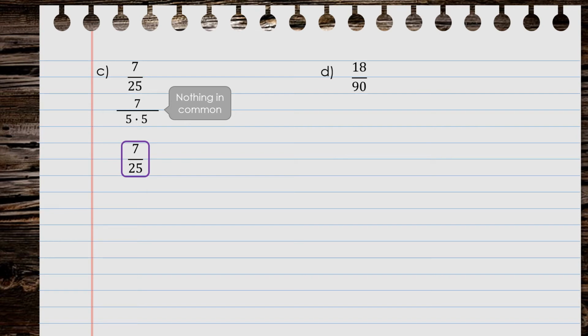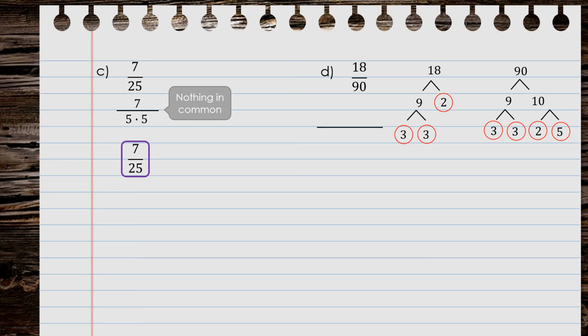For D, we have the fraction 18 over 90. Take a moment now to factor the 18 and the 90. Now we need to rewrite the fraction. In the numerator, you should have a 2 times 3 times 3. In the denominator, you should have 2 times 3 times 3 times 5. Again, don't worry about the order, you just need the values in the correct location.